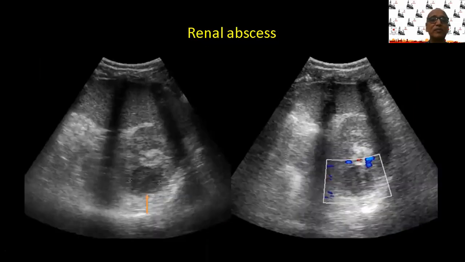control the infection. Now, renal abscess tends to be more focal. So like this, where you have a hypoechoic lesion with evidence of internal echoes.